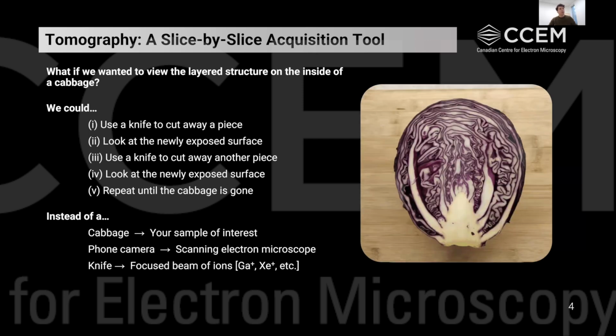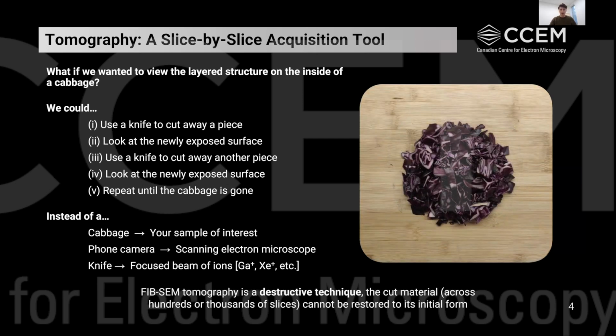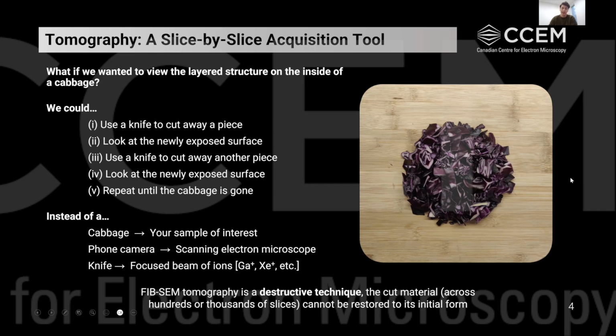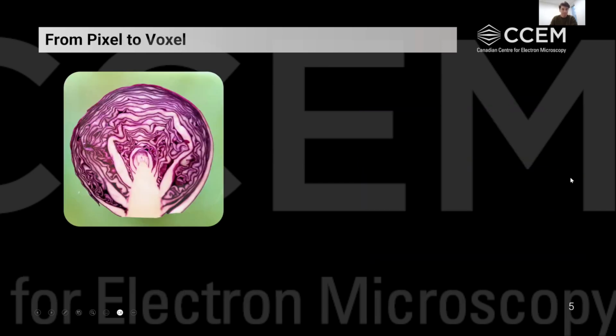It's also important to note in this cabbage example that FIB-SEM tomography is inherently a destructive technique, meaning that material we cut away can't actually be used to reassemble the cabbage to its initial, spherical form. And instead, we get left with remnants of sliced away material. So although maybe we can make a bowl of coleslaw, we actually cannot reassemble that cabbage into its initial form.